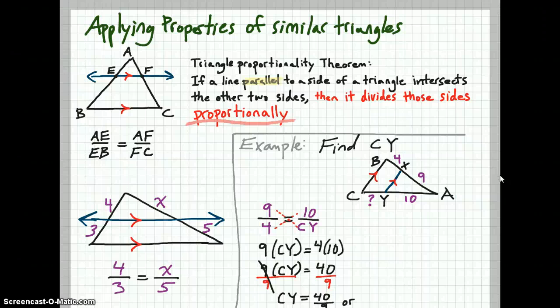How many times does 9 go into 40? It's got to go in there at least 4 times, because 4 times 9 is 36, so how many remainder units do we have? 4/9. So 4 and 4/9.